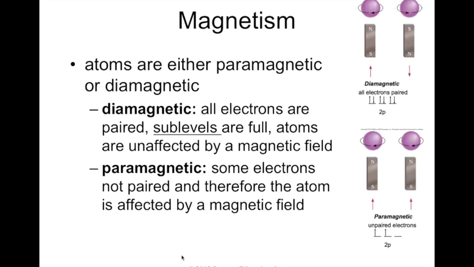This affects magnetism, so atoms are either paramagnetic or diamagnetic. Diamagnetic: all electrons are paired, the sublevels are full, and atoms are unaffected by a magnetic field. Versus paramagnetic: there are empty spaces, so some electrons are not paired, and therefore the atom is affected by a magnetic field.